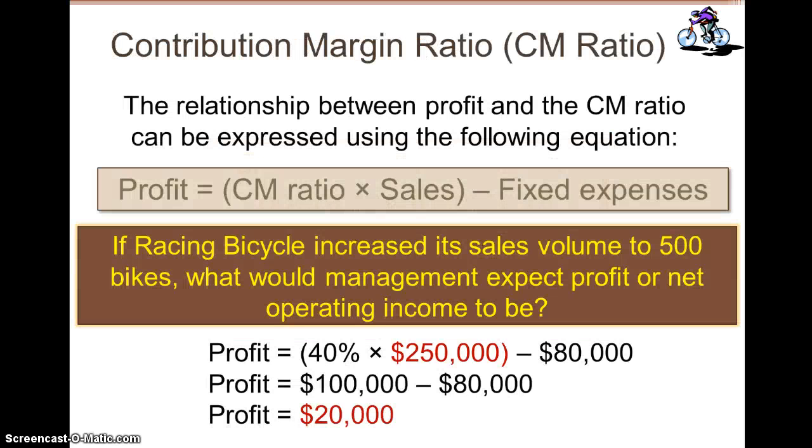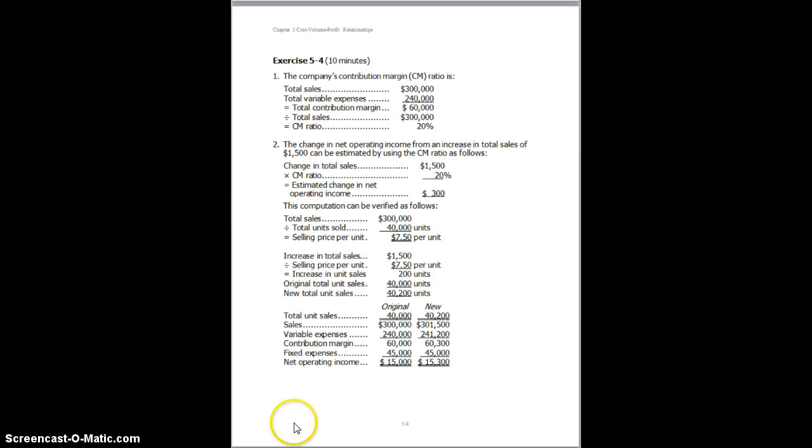At this point, I'd like you to turn in your book to page 213, and I would like you to work on exercise 5-4. Exercise 5-4 is at the top of page 214 in the book. You can stop the video now, and when you come back, I will discuss the solution to exercise 5-4. We will now review the solution to exercise 5-4, which is on page 214.